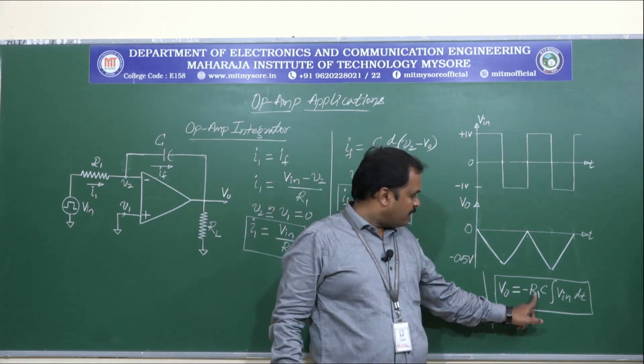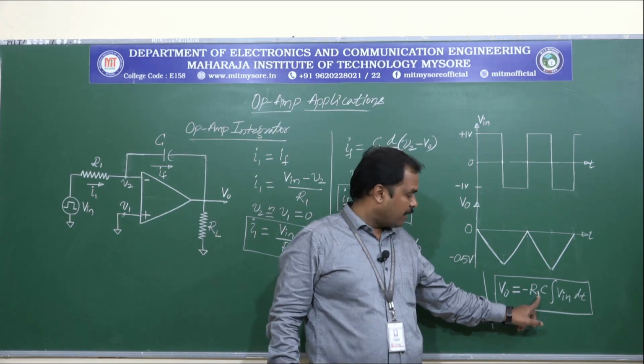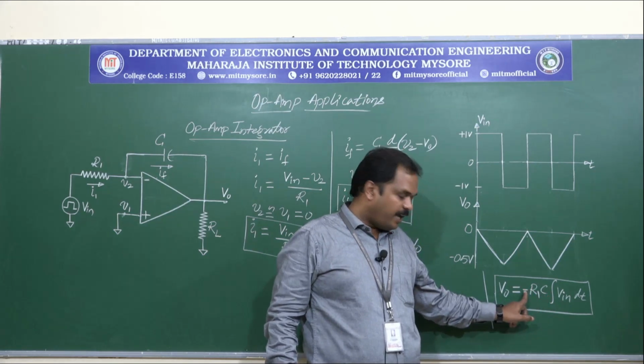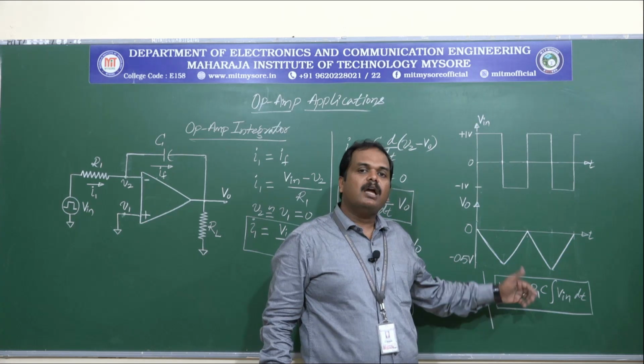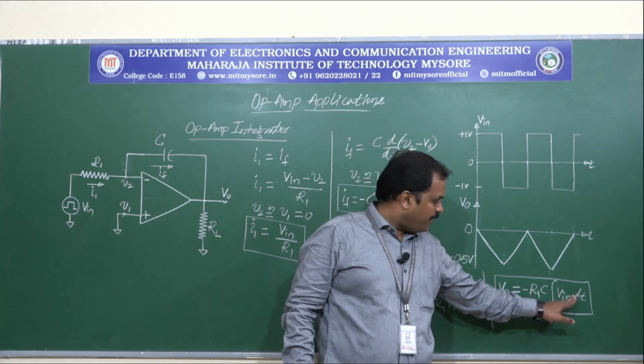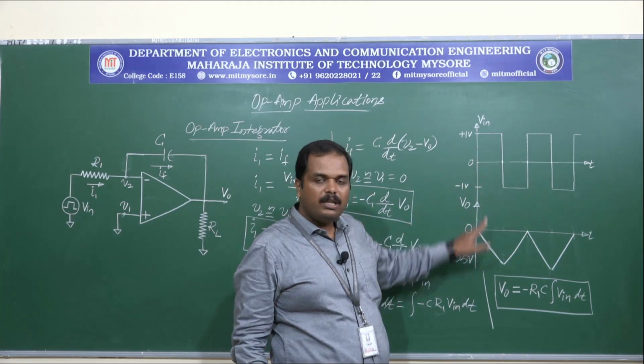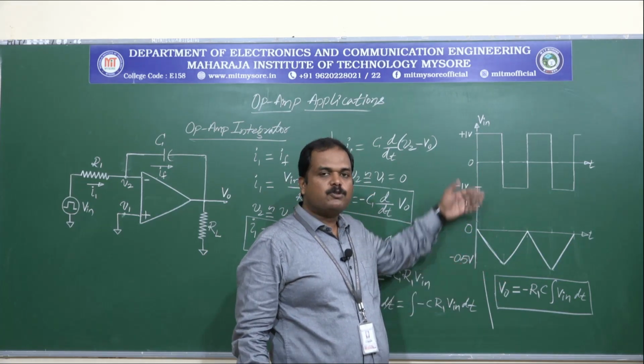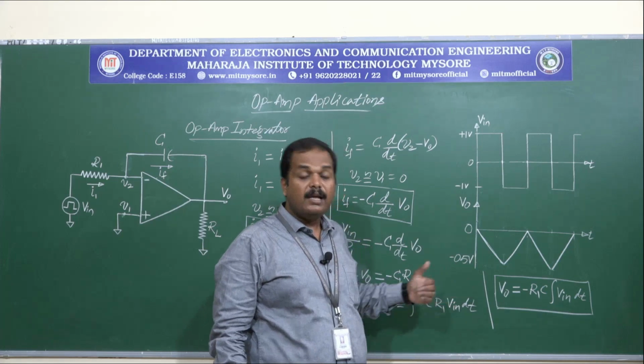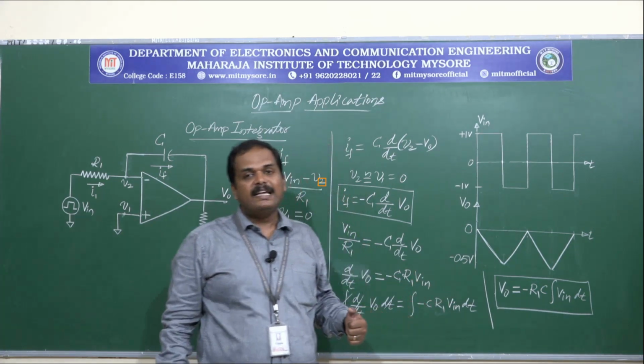So this is the expression for the output voltage of the integrator circuit. What we have is a gain which is given by 1 by R1 C, and the negative sign indicates the out of phase signal, and the integration of Vin with respect to time, and the same thing has been shown in the output waveform with respect to the input. So this is the working of the integrator circuit.